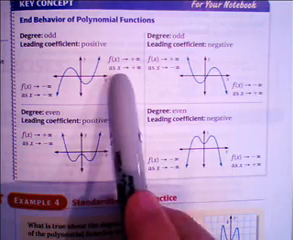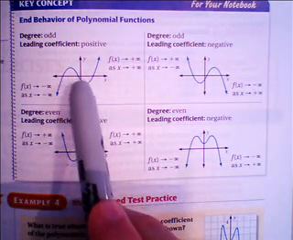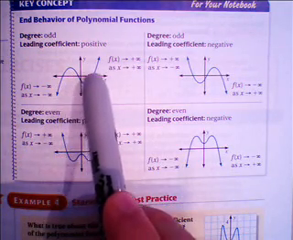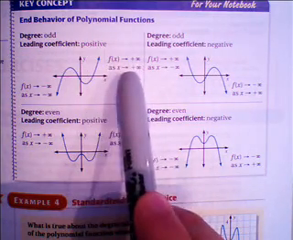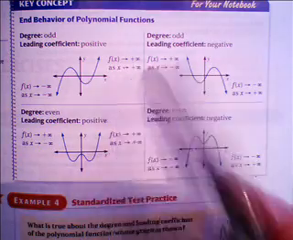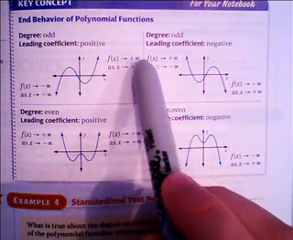Same thing over here. If we start at the origin and go to the right, as x gets positive, it's going to be going up forever. So as x goes to positive infinity, my graph is going up to infinity.